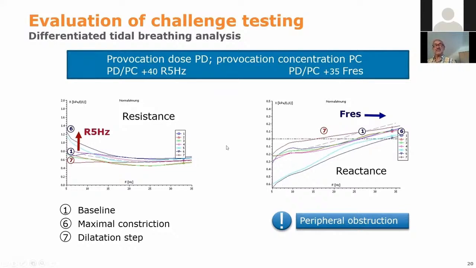Interestingly, because we made the challenge not with forced maneuvers, but with tidal breathing analysis, the dilatation step gives lower resistance and better lung reactance than the normal situation, which is what we expect. You will never get such information from spirometry because of the dilatation of the airways and the maximum maneuvers. You can be lucky if, after the maximum constriction, you get the baseline values in the dilatation step.